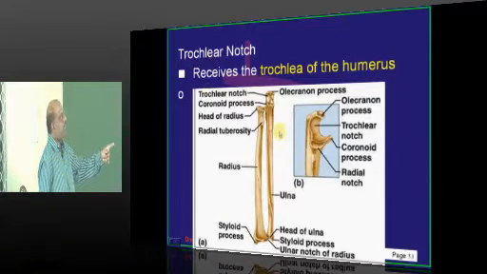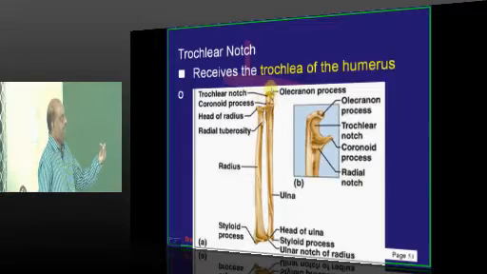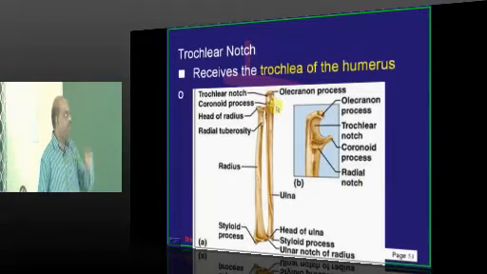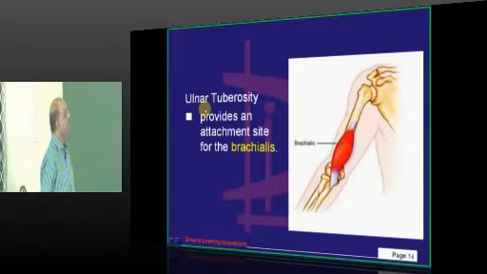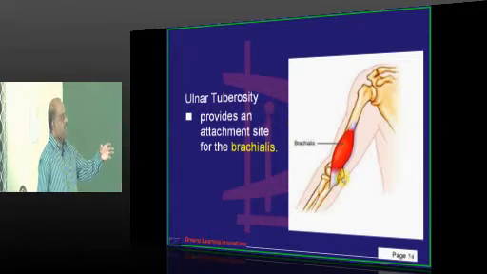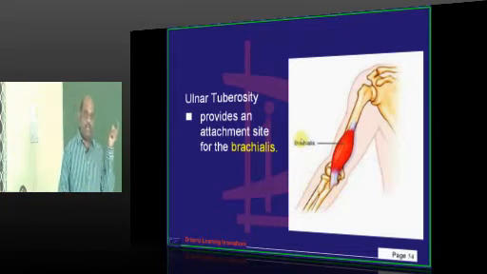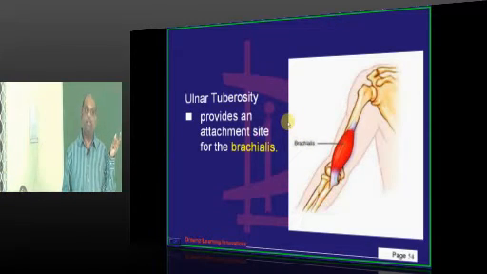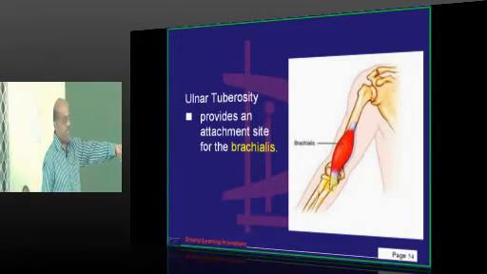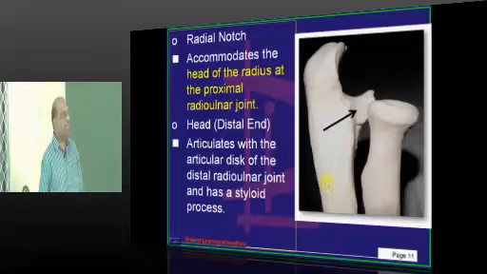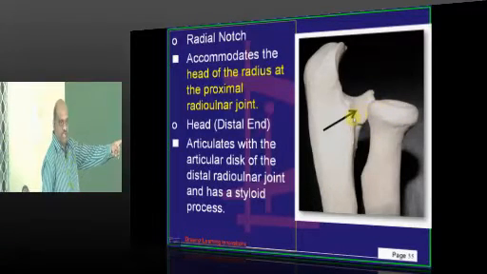Then we have one trochlear notch, the hood, which will be receiving the trochlea of the humerus. And the ulna also, just like the radius, has a tuberosity. Just like the radial tuberosity gives attachment to biceps, the ulnar tuberosity provides the attachment site for brachialis, is what needs to be remembered. Then it has one radial notch, which we discussed, no?